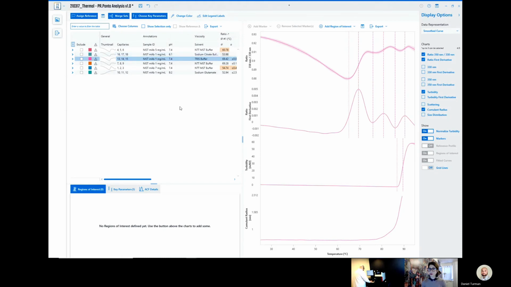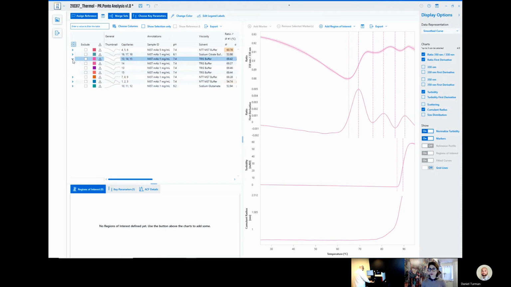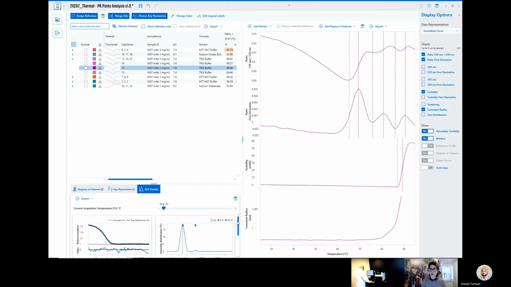And one last thing, Leah, I would like to mention is the ACF details. So let's select one capillary, and it's going to tell us throughout the entire thermal ramp what the ACF detail is. So these are real DLS measurements with the same detail as standalone DLS taken during this thermal ramp. It's really incredible.